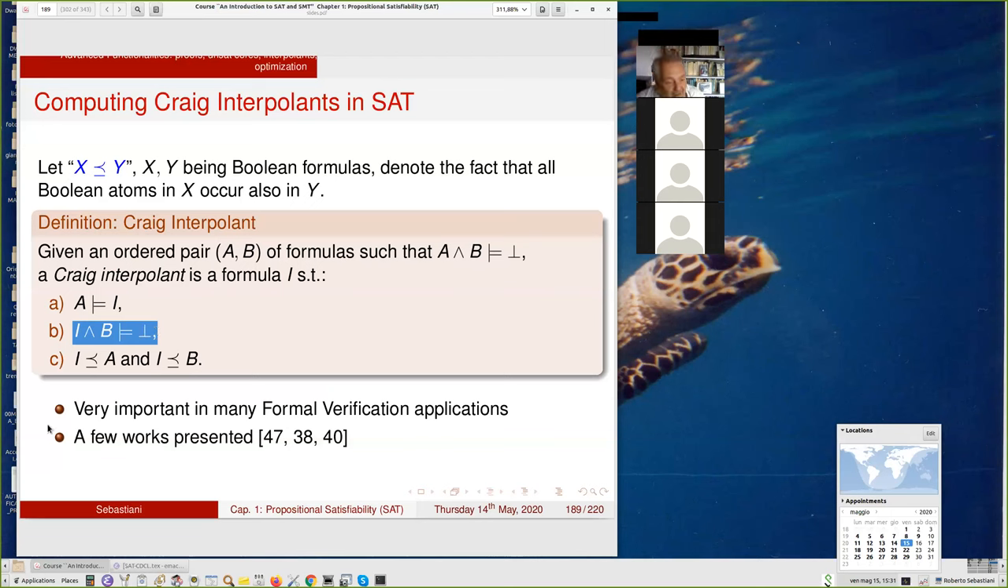What is interesting here is that typically I contains much, much less variables than A. So in the next step, I would like to substitute A with I, which is much smaller to handle and still preserves inconsistency with B. For instance, in many situations, A is the behavior of a machine and B is the negation of the property that you want to verify. You have found that A and B is inconsistent, but B contains much less variables than A. And you want to find the projection onto the variables of interest that you can substitute for A.